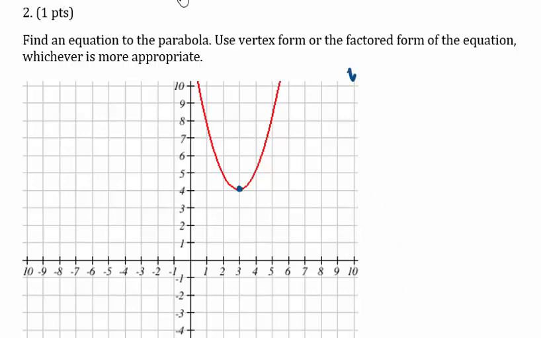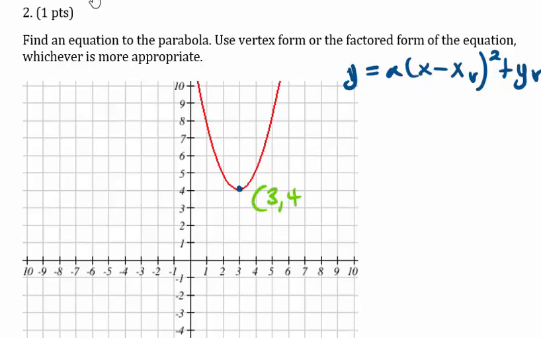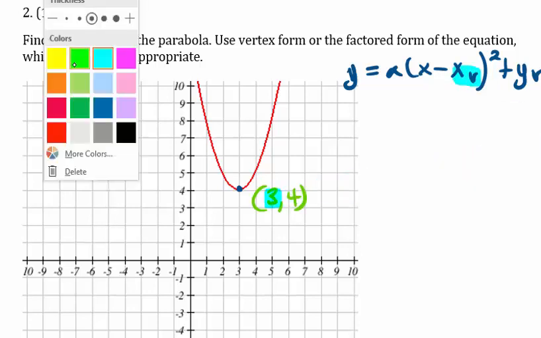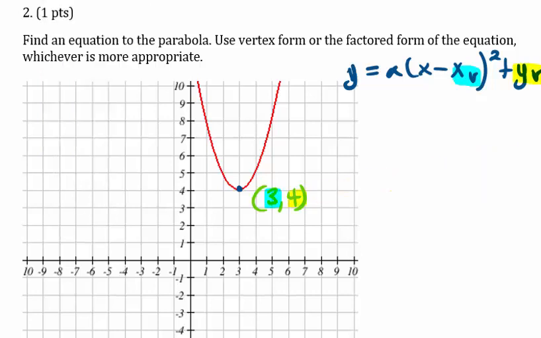and it is y equals a times (x minus x sub v) squared plus y sub v, where (x sub v, y sub v) is the vertex. Okay, so if we go to the graph, we see the vertex is at (3, 4), and so we're going to plug 3 in for x sub v and 4 for y sub v. And so that's y equals a times (x minus 3) squared plus 4.